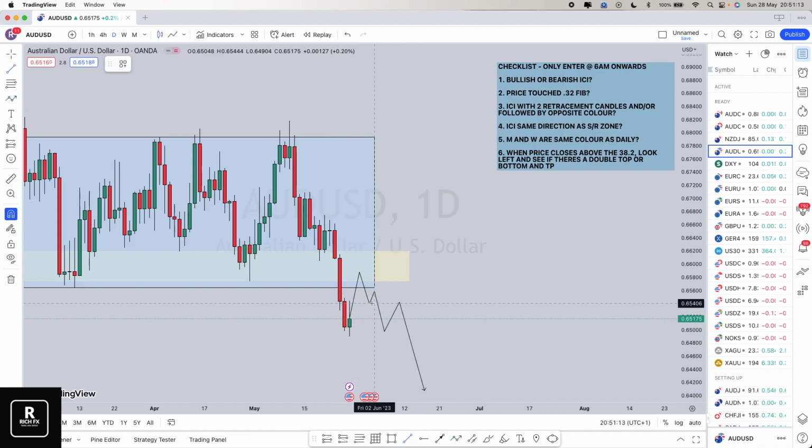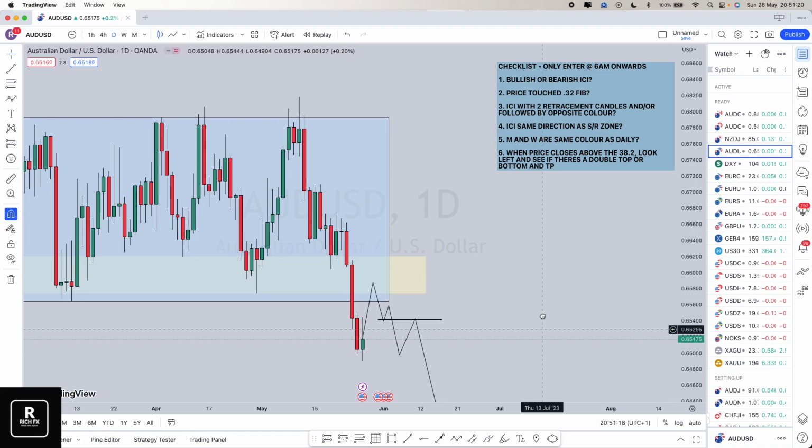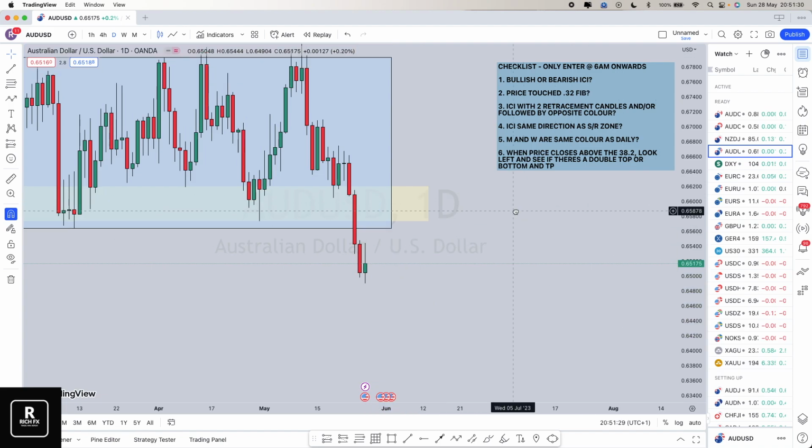So the break and retest of the 61.8 will probably be around this area here. Obviously, again, I'm drawing this freehand, but this black horizontal line I've just drawn will be the break and the retest of the 61.8. So that's something we're looking at for this coming week for this pair, AUD USD.